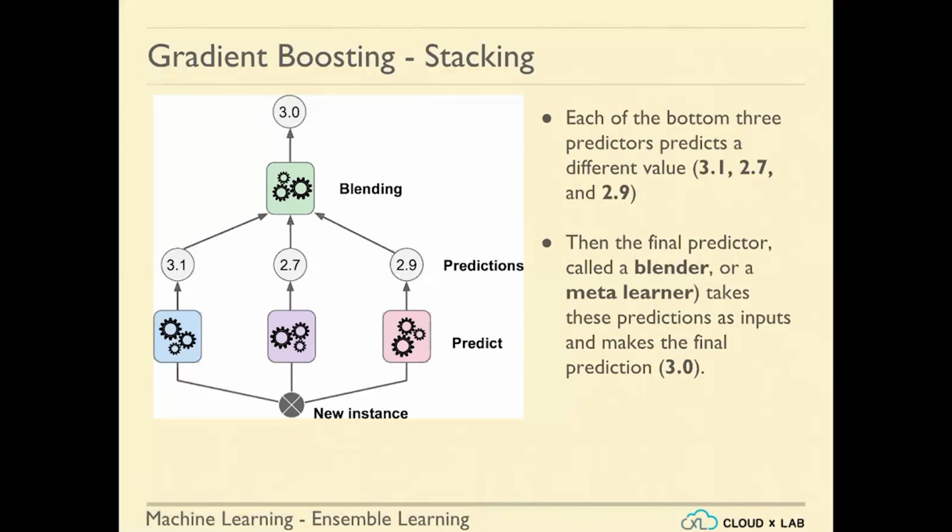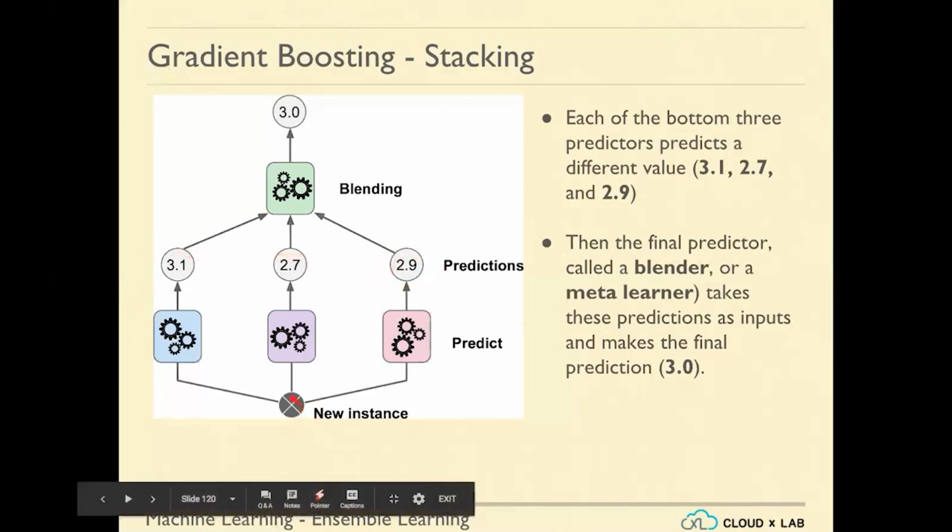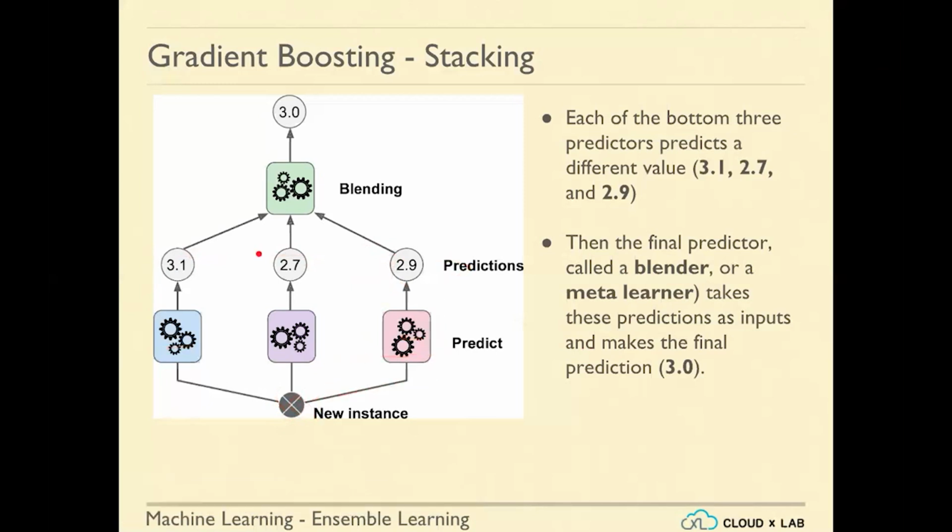Okay. So till this point, we did as part of voting classifier, soft vote or hard vote, right? When there is a new instance, we let all the models predict, and then we basically do the summation. But here we are training the blender on the previous predictions. Each of the bottom three predictors predicted 3.1, 2.7, and 2.9. Then the final predictor, called blender or meta learner, takes these predictions as input and makes the final prediction.